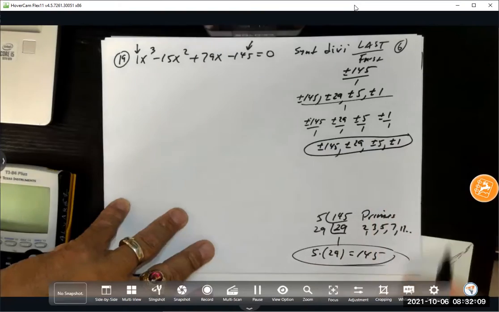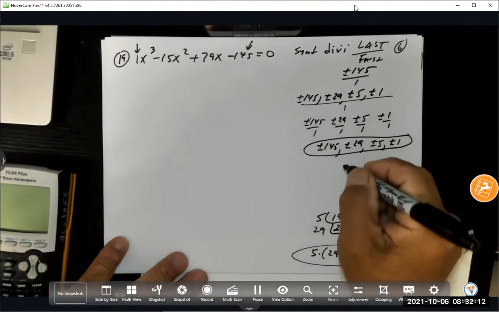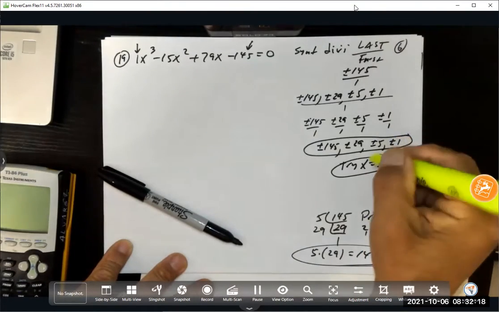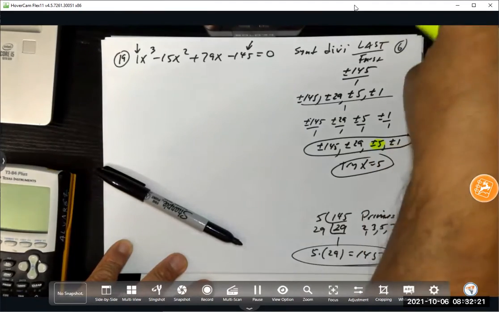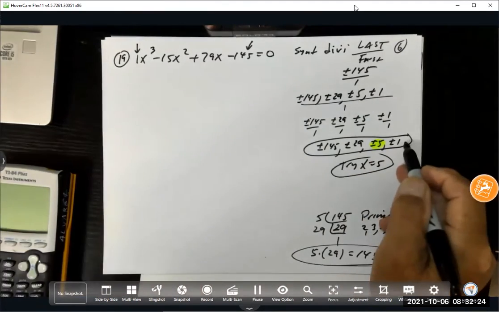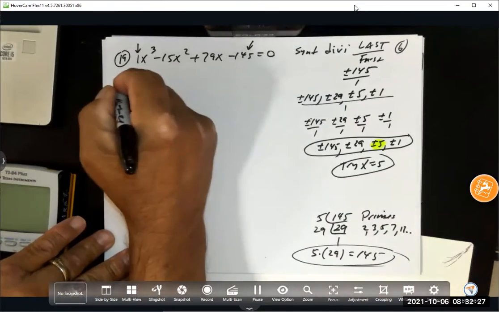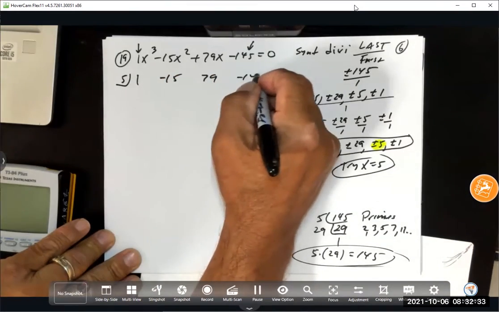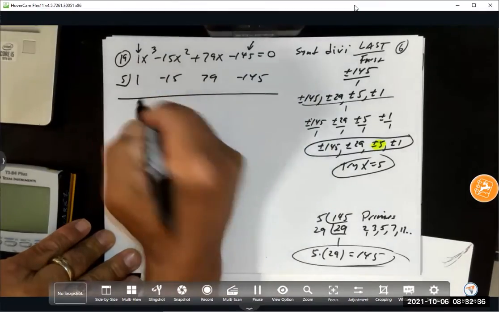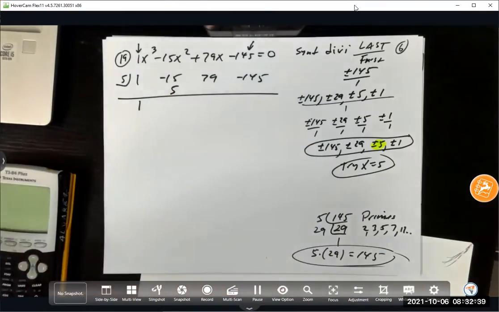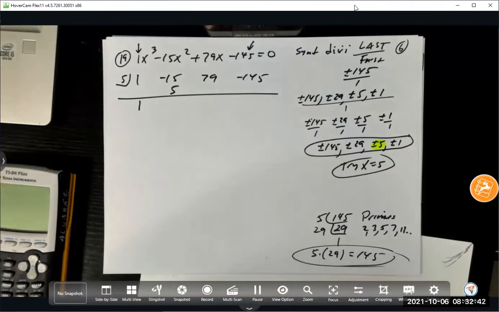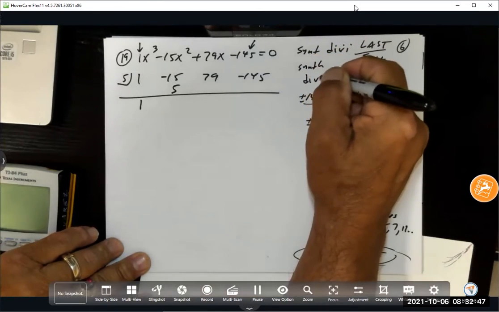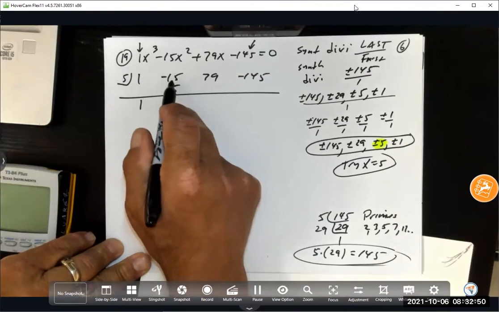All these numbers right here are possible numbers. And I'm going to tell you right now, when I did it in MATLAB, it never did the ones ever. So I just jumped to the fives right away. Try the 5 or something, not the 1 or the -1, but try the next number. So I'm gonna try 5 in here. 1, -15, 79, -145. So now 1 always goes down here. 5 times 1 is 5. You tell me, what is 5 minus 15? What is that? What's 5 take away 15?